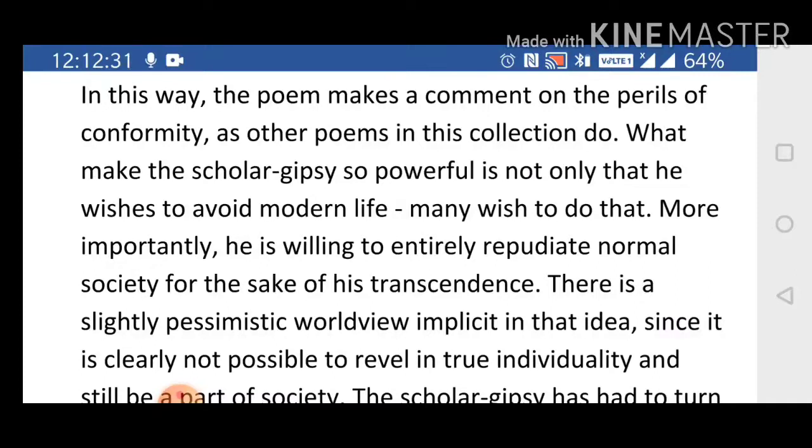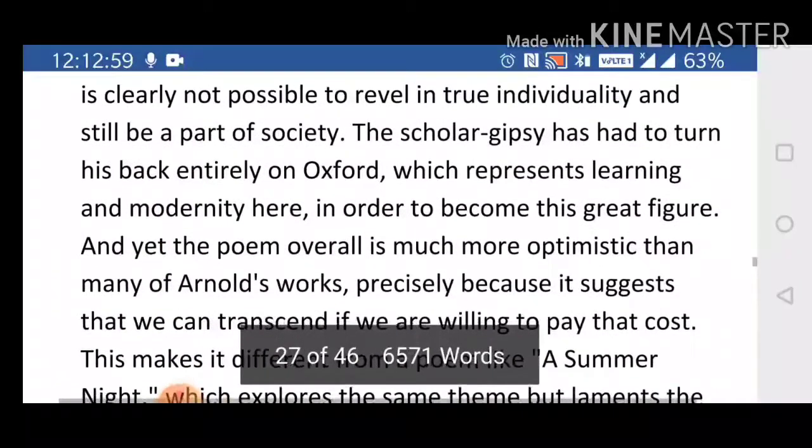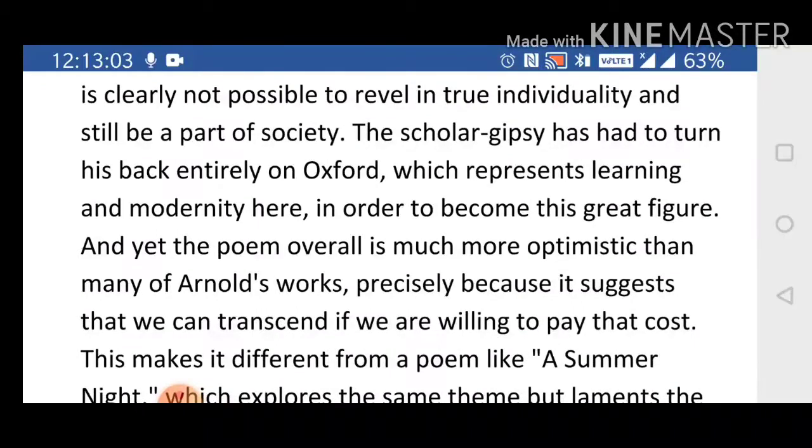What makes the scholar gypsy so powerful is not only that he wishes to avoid modern life, many wish to do that. More importantly, he is willing to entirely repudiate normal society for the sake of his transcendence. There is a slightly pessimistic worldview implicit in that idea, since it is clearly not possible to revel in true individuality. Revel means to enjoy or live in pleasure and still be a part of society. In other words, if you are a part of a society, you have to belong to that society and live its ways. The scholar gypsy has had to turn his back entirely on Oxford, which represents learning and modernity here, in order to become this great figure.